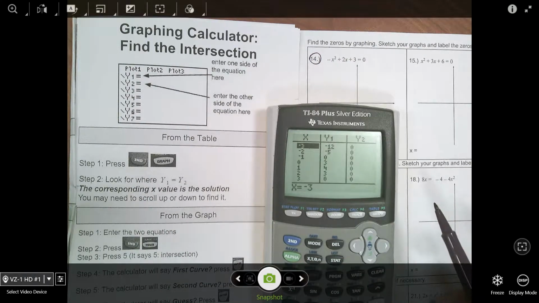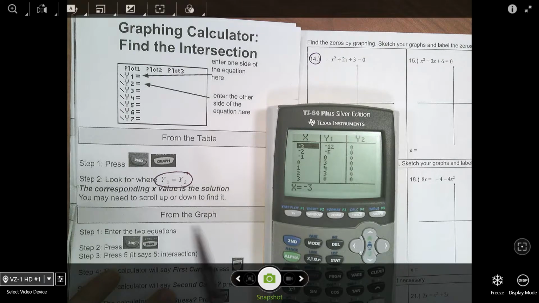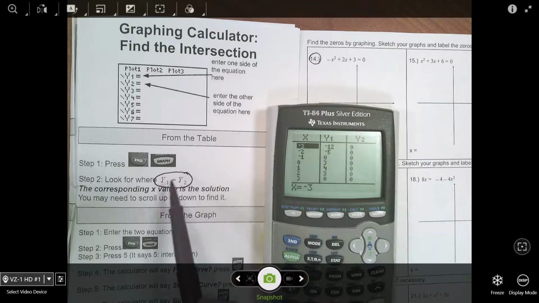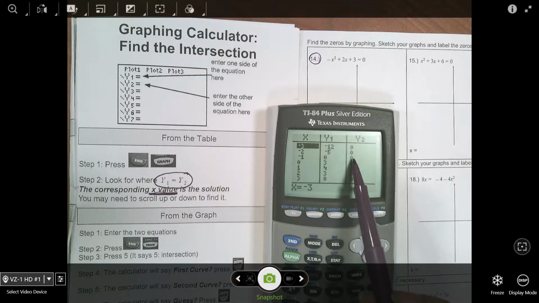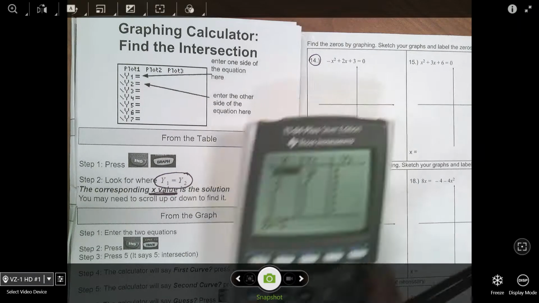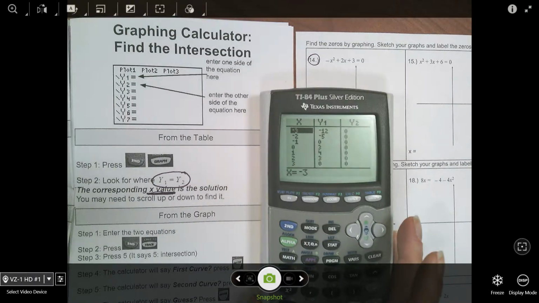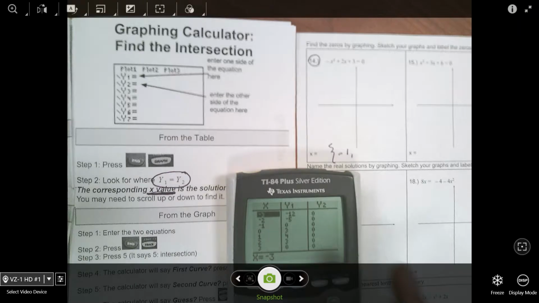And here's our table. Now in this case, we're looking for where the two y columns equal each other. So we're looking where y1 equals y2. We're going to go down, and once we find those, we want the x value that goes with them. So we look here, we have a 0 here and a 0 here. So one of my solutions is -1. I'm going to write that right here. And my other solution is down here where they equal each other again at 3. Those are my two solutions.